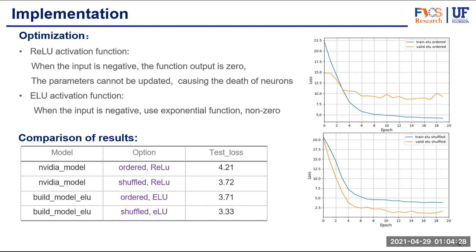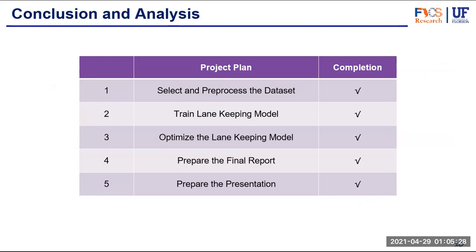In this design, it is optimized with the ELU activation function to overcome the shortcomings caused by ReLU. When the input value is negative, ELU does not simply erase the negative value to zero, but uses an exponential function to get a negative value very close to zero. In this way, the mean value of the activation function output is very close to zero and has good robustness to noise. The table on the left shows the optimized result. It can be seen that the model optimized using the ELU function has better accuracy than the original model, whether the input data is ordered or shuffled. The two pictures on the right are the visualized results after optimization, and the effect of optimization can also be clearly seen. The above is my project, and the following is a summary of my work.